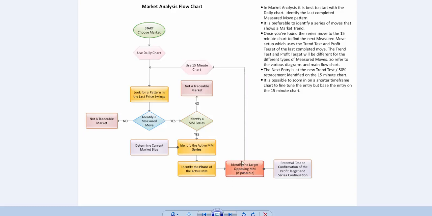And once we can identify the active series of measured moves and it's moving in the same direction as our longer term time frame, we can continue to use that flow chart to identify where we are inside of that active chart and where the next opportunity could present itself moving forward.